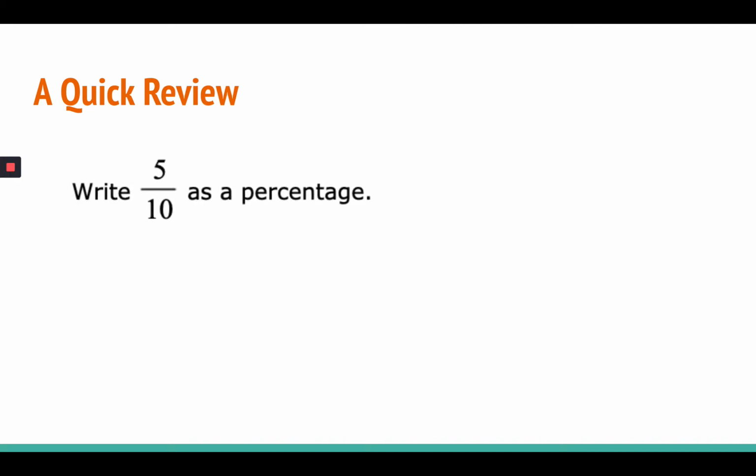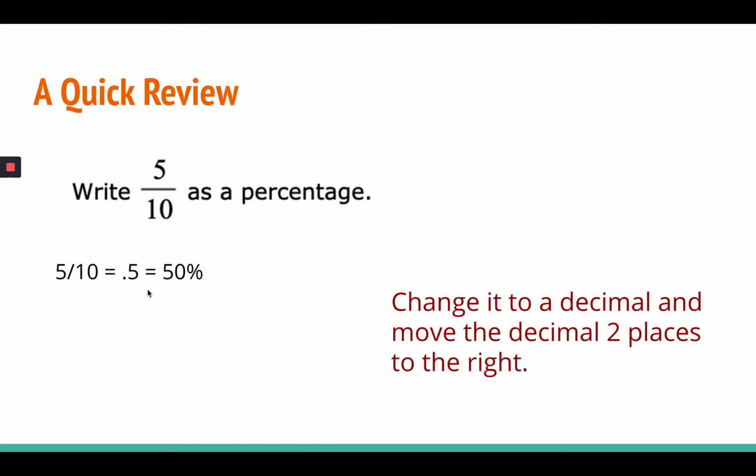Okay, write 5/10 as a percentage. Well, for this one, I just changed it to a decimal. I said 5 divided by 10 on my calculator. So top divided by bottom gave me 0.5 or 5/10. And then remember, just move the decimal over 2 places to make a percent. So the answer would be 50%. I changed it to a decimal and moved the decimal 2 places to the right.